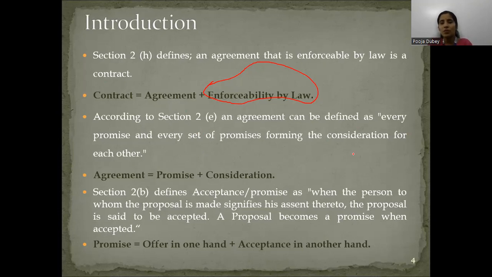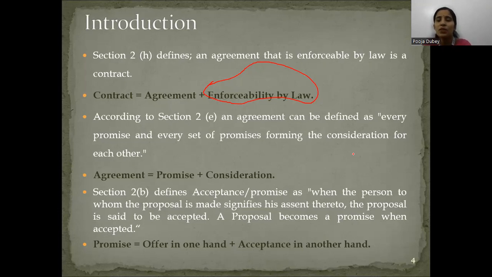Now, an agreement can be defined as every promise and every set of promises forming the consideration for each other. There are two parties in a contract. One party is giving his or her consent on the basis of what another party has offered. So it becomes a promise, and if both parties agree, then it becomes a set of promises. Forming the consideration means what? Price. If I give someone a watch for free, on the non-performance of the watch, another party cannot sue me.